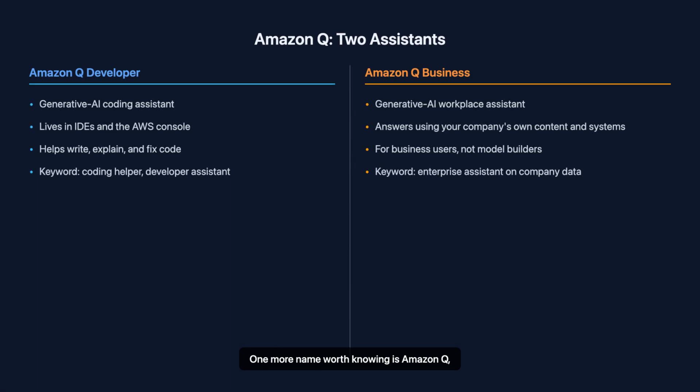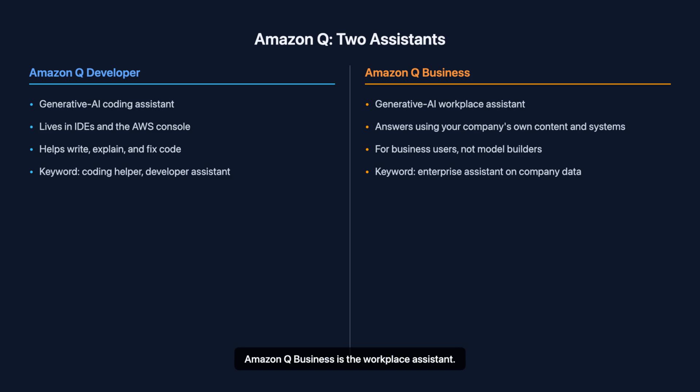One more name worth knowing is Amazon Q, the generative AI assistant I flagged earlier, and it comes in two flavors. Amazon Q Developer is the coding assistant. It lives in your development environment and the Amazon Web Services console, helping you write, explain, and fix code. Its Q is coding helper or developer assistant.